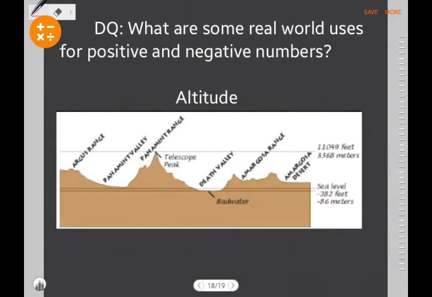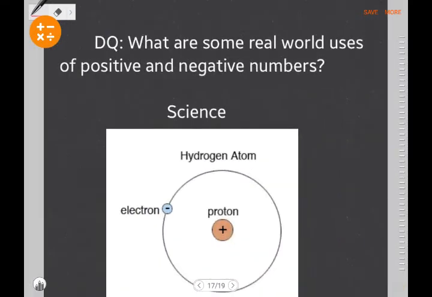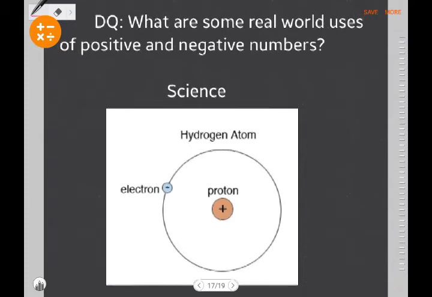So there's one example. Here's another example from science of atoms. Atoms have positive proton charges and negative electron charges. All atoms are made of protons and electrons. In this case of the hydrogen atom, we're looking at a model of the hydrogen atom. The hydrogen atom has one proton and one electron. So it has a neutral charge, or a charge of 0.